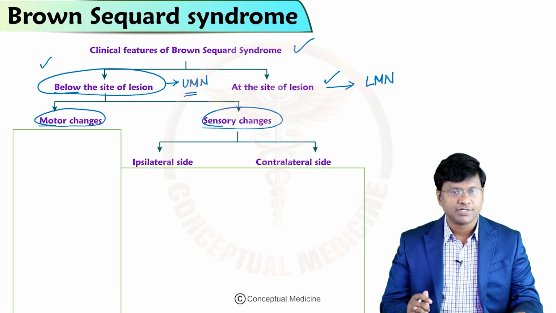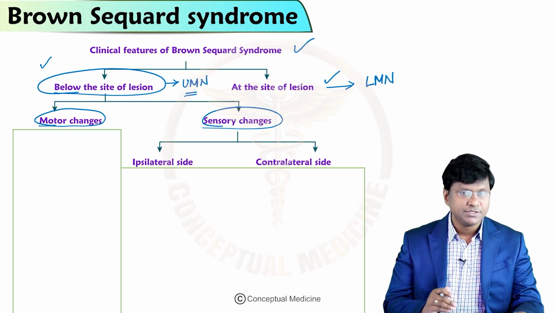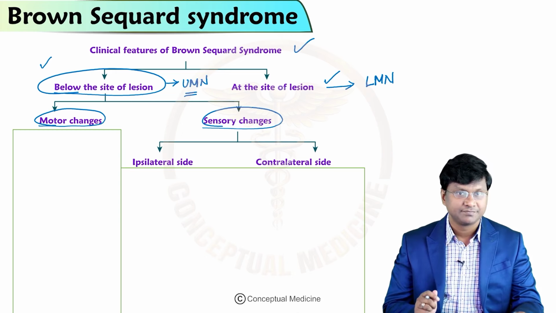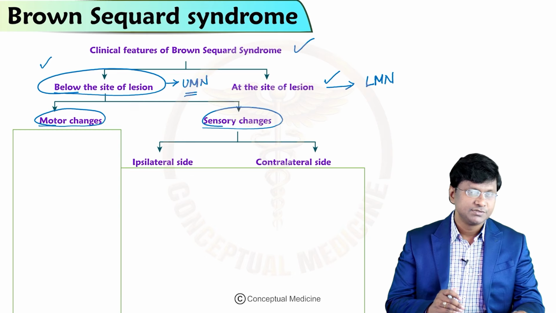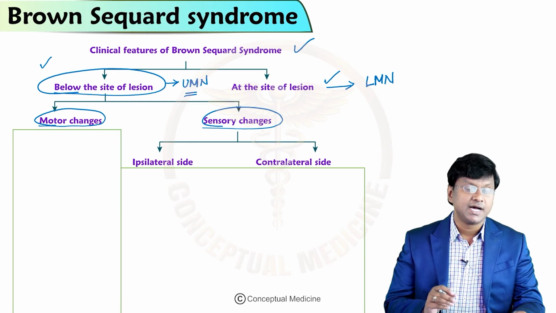So you take the motor changes. Below the site of lesion, you have the features of upper motor neuron, which is nothing but the pyramidal tract lesion features. The motor changes are due to interruption of the pyramidal tract.